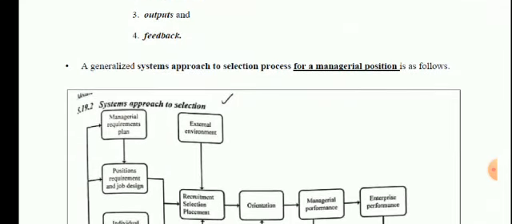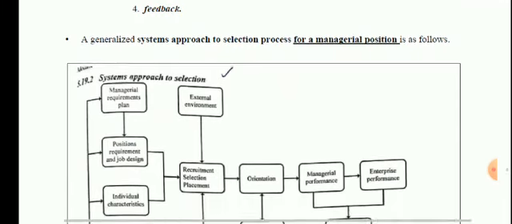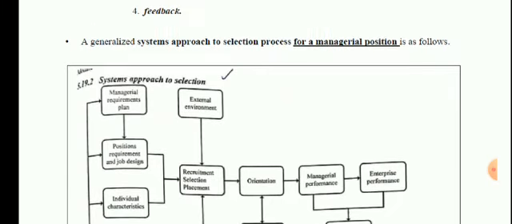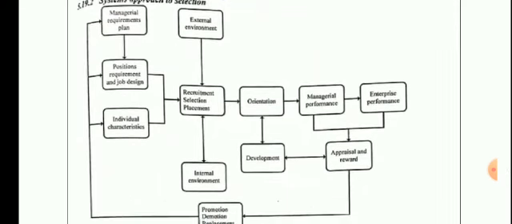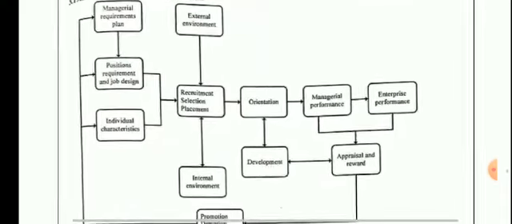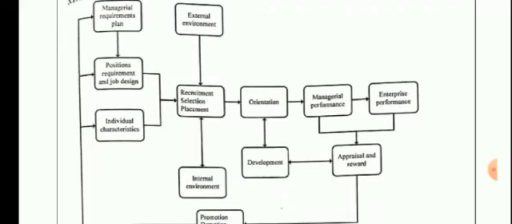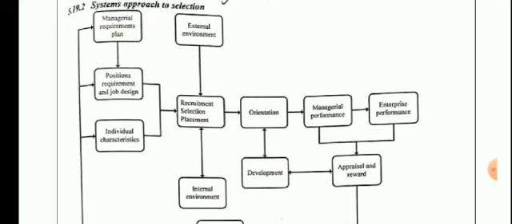Then we have a diagrammatic block diagram representation of the managerial position of an organization. A generalized system approach to the selection process for managerial position is as follows. This is a generalized system approach, so these things can be applicable to any organization. In different boxes there are managerial requirements plan, position requirement job design, individual characteristics, external environment, internal environment, then recruitment, selection, placement.